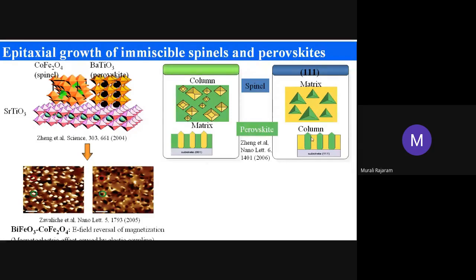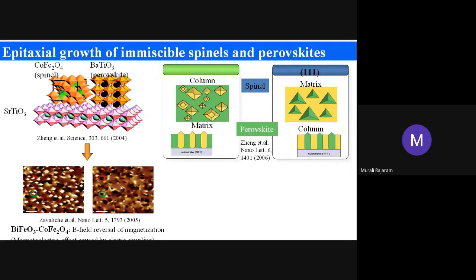So the green color is perovskite. So you will have the perovskite column on a spinel matrix. So you can swap whatever nanostructure you want, whether you need a perovskite nanorod or you need a spinel nanorod, just by changing the orientation of the substrate.